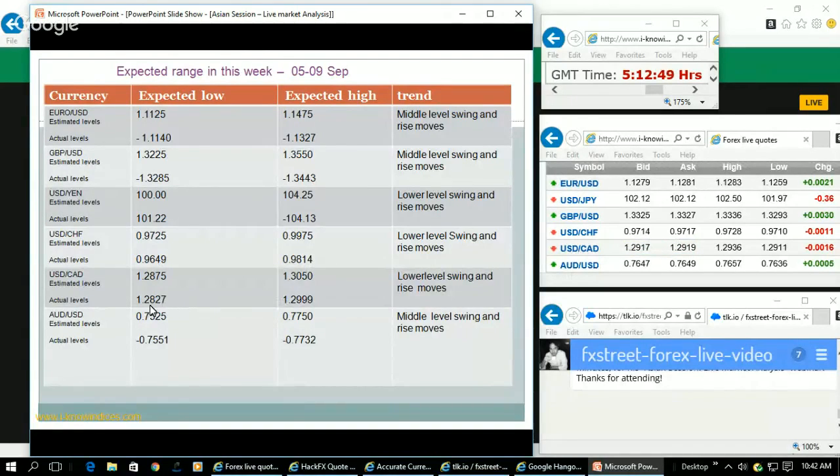In the case of the Canadian dollar, they came down to 1.2827. The estimated low was 1.2875, and then they went up to the 1.30 level. So they are just making a narrow range swing. In the case of the Australian dollar, the estimated low was 75.25. They came down to 75.51 and then started gaining to the 77.32 level and then started making the slide.